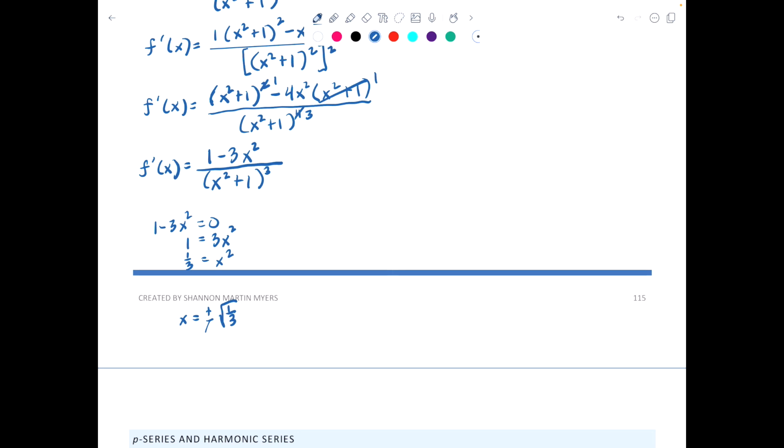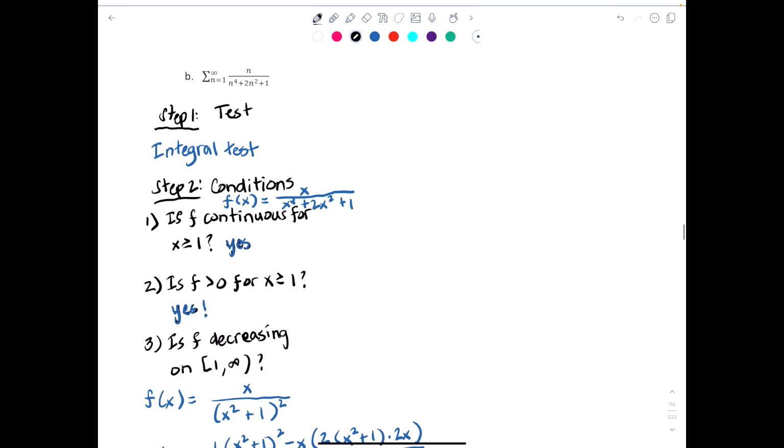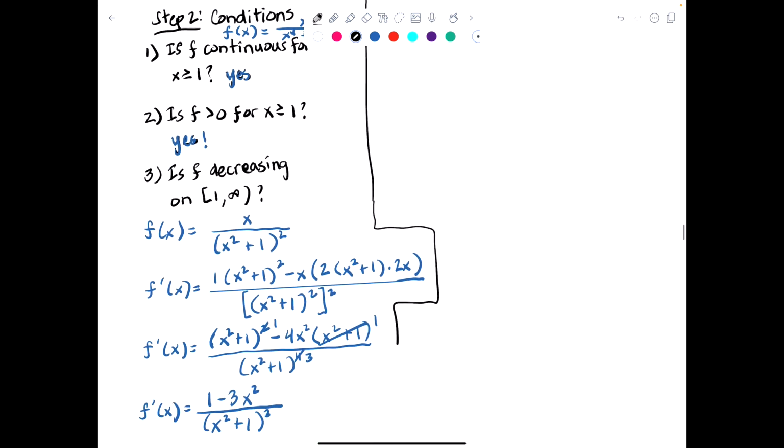So f is decreasing on 1 to infinity. Cool, cool. All right, so we checked off all of our requirements, and now we'll run the test.